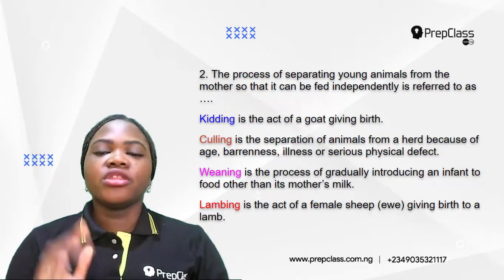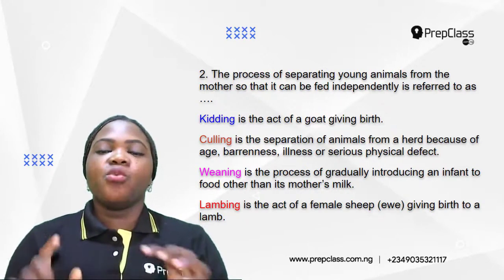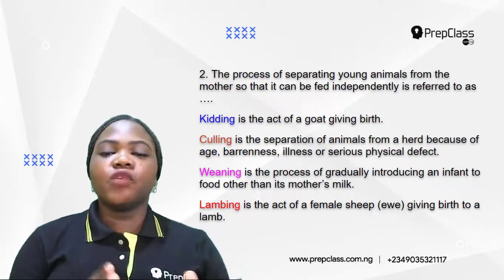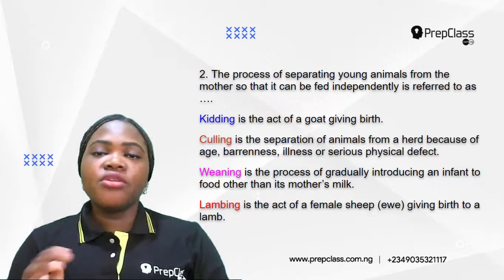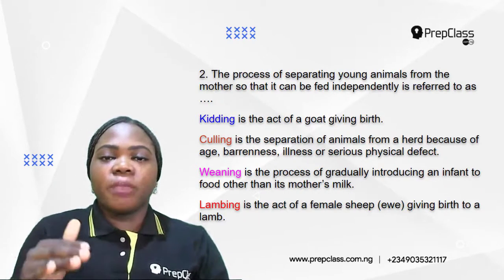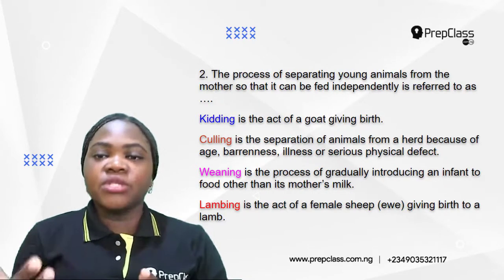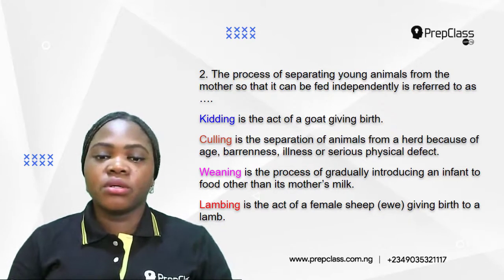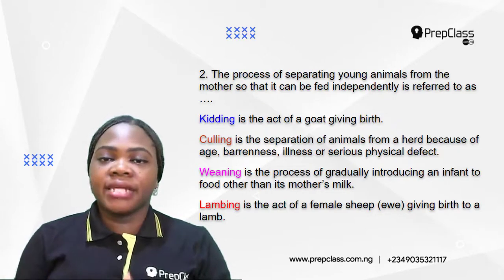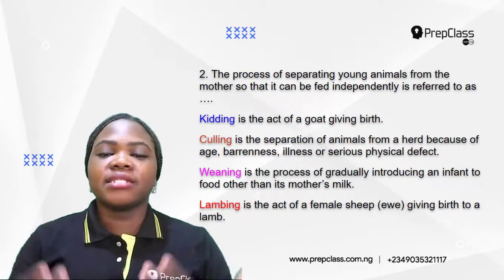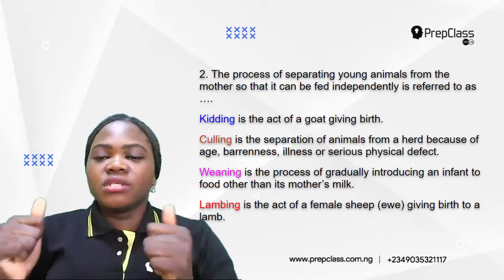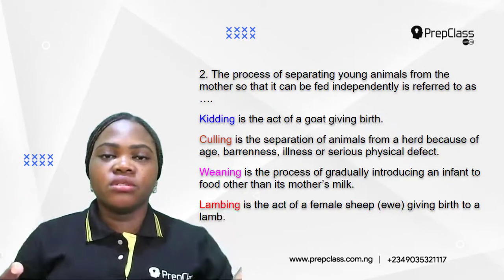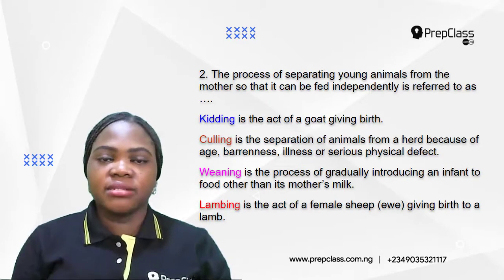Now, weaning. What does weaning mean? Weaning is the process of gradually introducing an infant to food other than its mother's milk. You know, at some point, you have to stop giving the infant milk. It happens in humans as well. At some point, you stop giving your baby milk and start giving them other kinds of food. That process is called weaning. So you gradually introduce another kind of food to the infant.